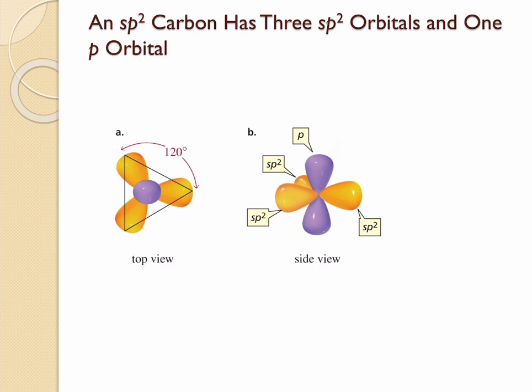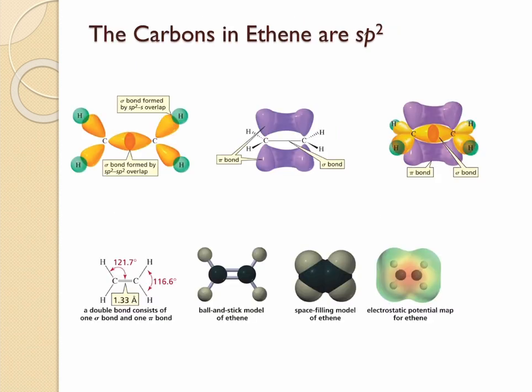Here is the top view and side view of these orbitals, where we could see that the 3 sp2 hybridized orbitals are going to be lying in the same plane, whereas the unhybridized p orbital is going to be lying perpendicular to this plane. In the structure of an alkene, we can clearly see that there is a double bond.